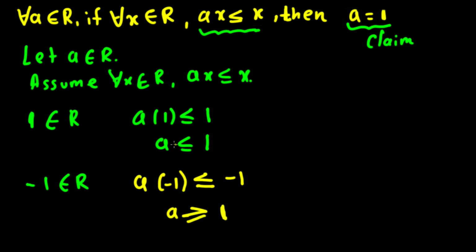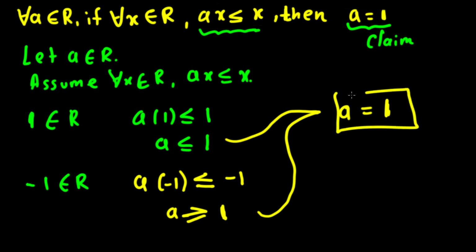Okay, so here we have a is less than or equal to 1, a is greater than or equal to 1. It means it cannot be greater or less than, it should be equal. So from this one we know that a is equal to 1, so we prove this one, and that's how we prove whenever we have this kind of situation.